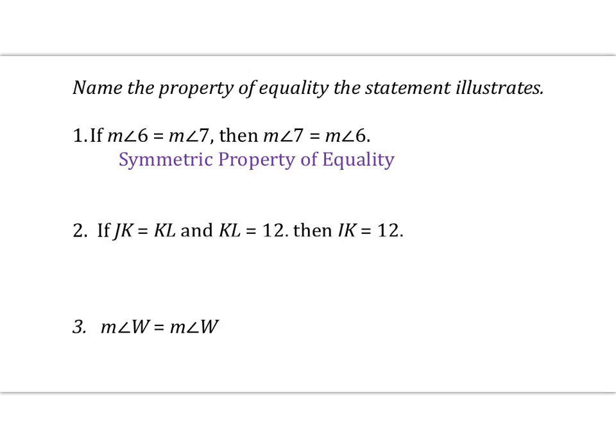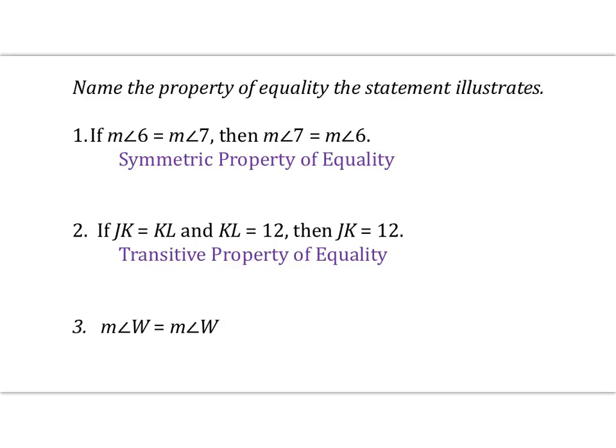Take a look at this next one. If JK equals KL and KL equals 12, then KL equals 12. Sorry, JK equals 12. So this is the transitive property of equality in action. Notice that KL is both equal to JK and 12, so JK must be equal to 12.